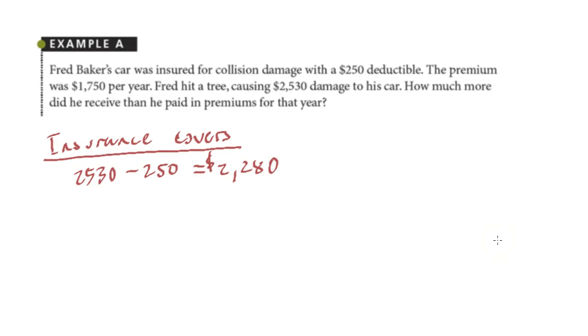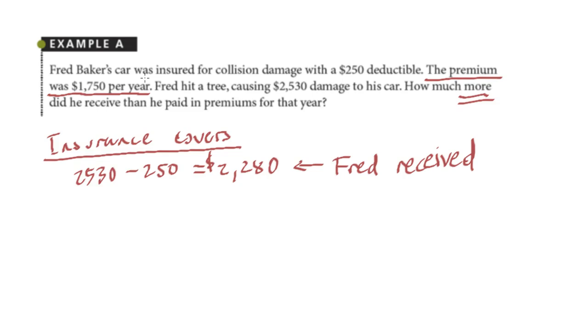Okay, and now we want to know how much more did Fred receive than he paid in premiums. So this is how much Fred received from his insurance. This is how much Fred received. Okay, so we know that it tells us straight up that the premium was $1,750 per year. So how much he paid in premiums for that year is just straight up $1,750.